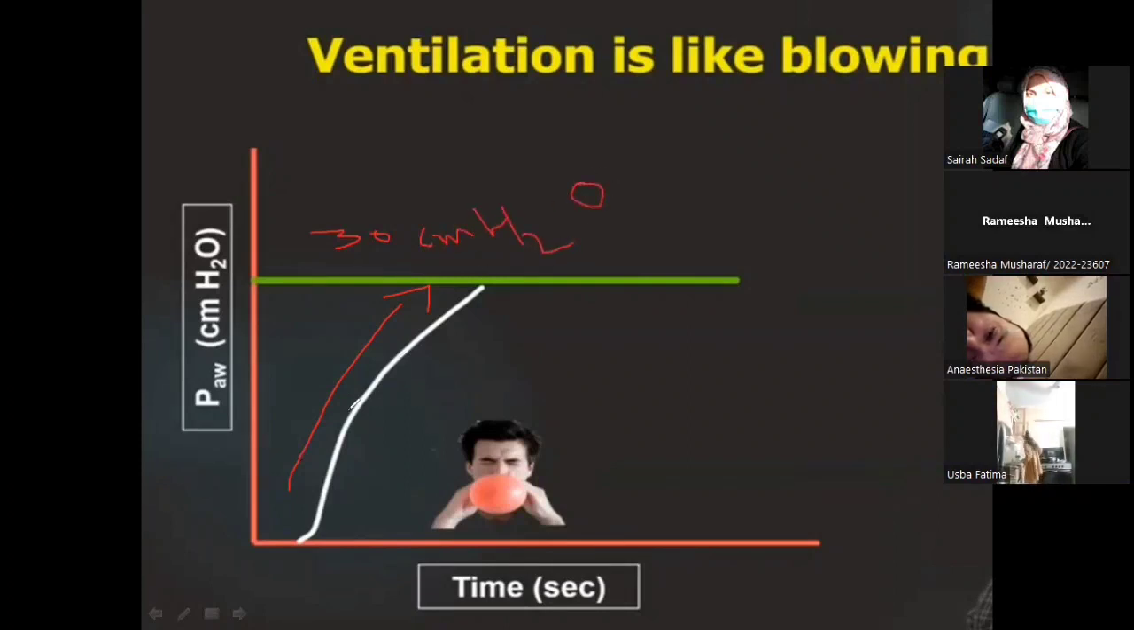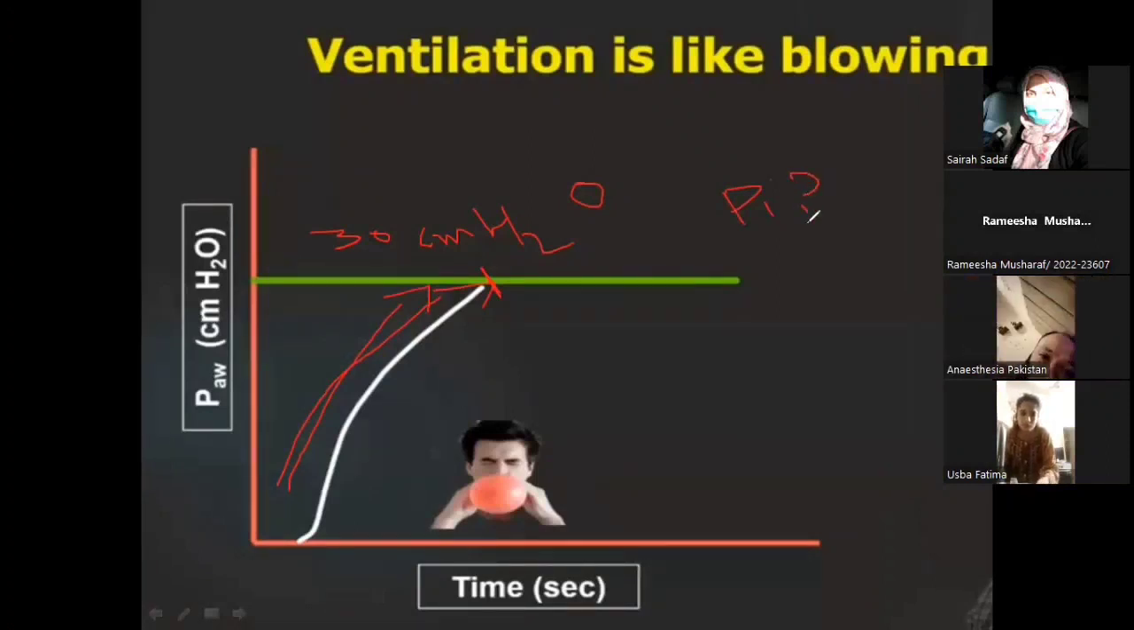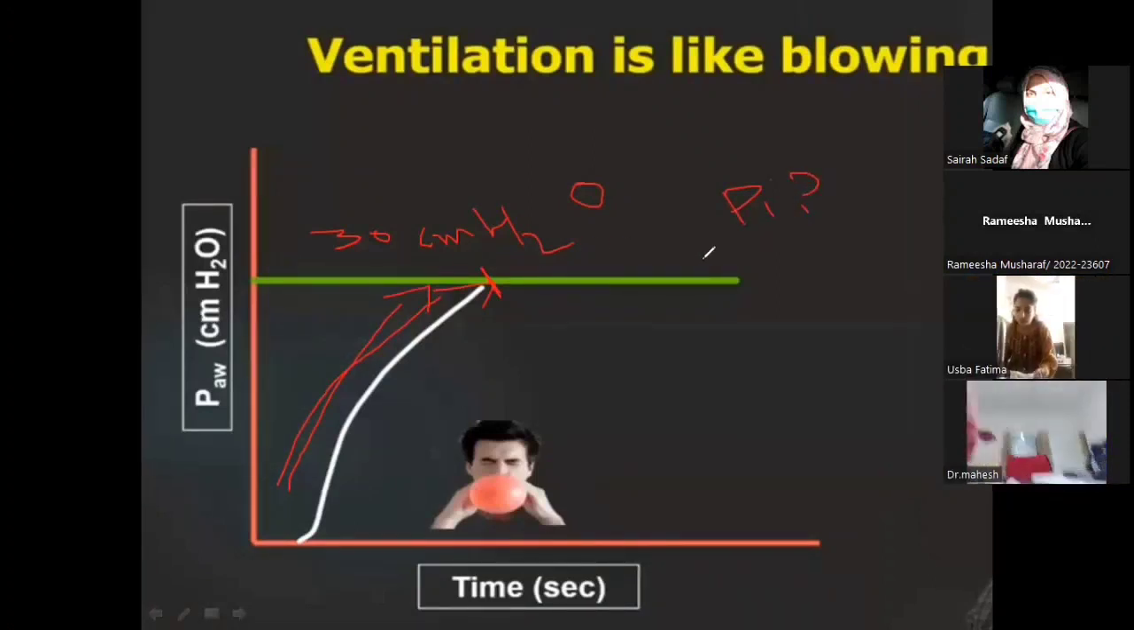Okay, so it reaches here. So what is this? This is the maximum pressure of the airway that is achieved, also called peak pressure, also called peak inspiratory pressure. So it has many names. You can call it the maximum pressure, the maximum airway pressure, Pmax. You can call it peak inspiratory pressure, or you can call it peak pressure, P peak. All right. So this is it.